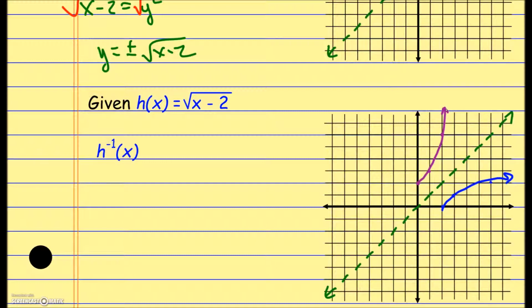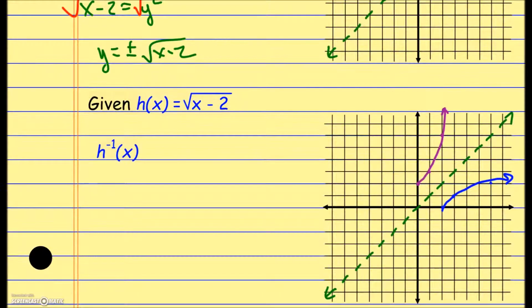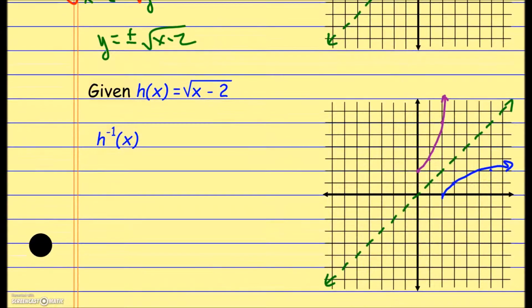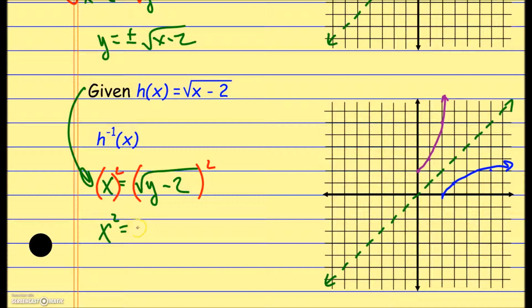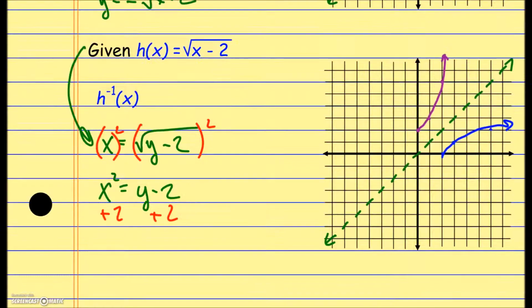Okay? And so let's see how that translates into actually finding the inverse algebraically. To find this inverse algebraically, I'm just going to take this down here and switch the x and the y. So this was y equals the square root of x minus 2, so I'm going to do x equals the square root of y minus 2. And now when I solve this, I square each side. So that's going to give me x squared equals y minus 2. And now I add the 2 to each side. And when I do that, I find out that my inverse is going to be x squared plus 2.